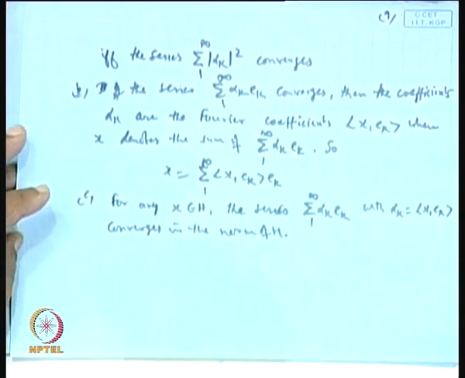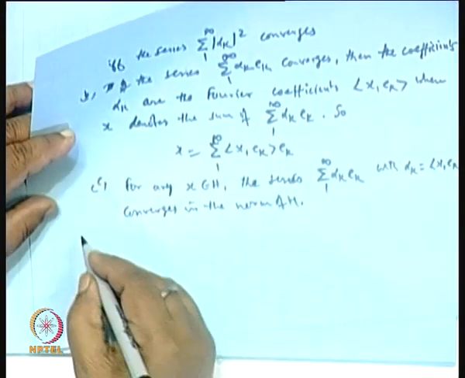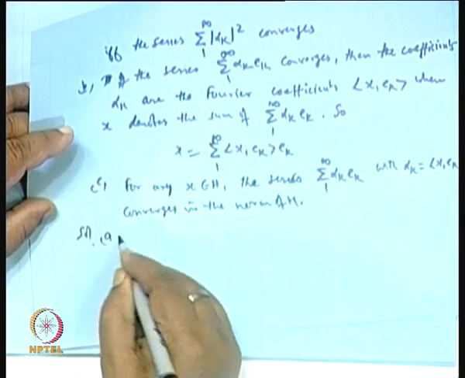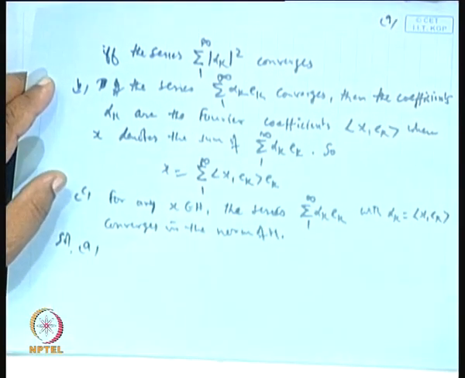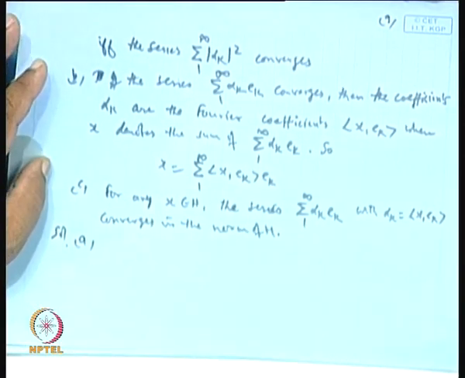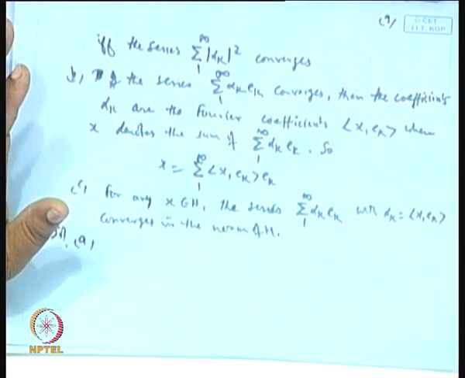So, let us see the first proof, then we will discuss what the Fourier coefficients are. Okay. So, solution, first part A. What is given is: let e_k be an orthonormal sequence in H, and the series sigma alpha_k e_k converges in the norm of H if and only if the following series converges.